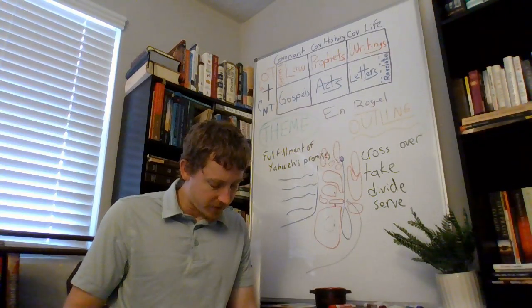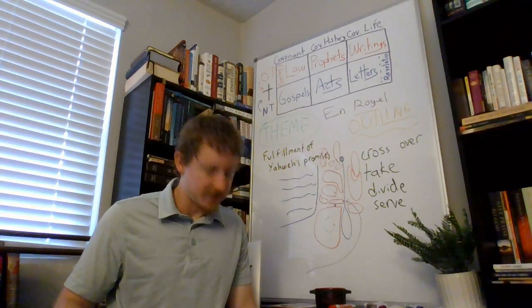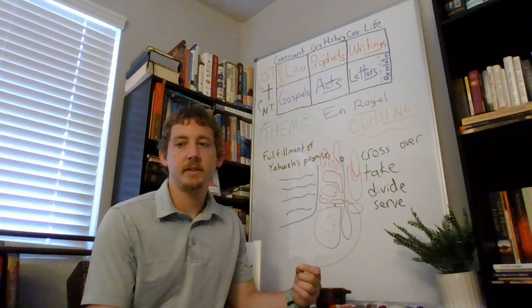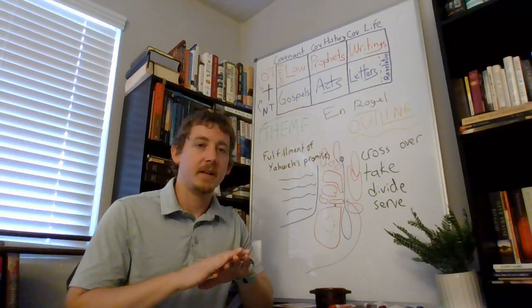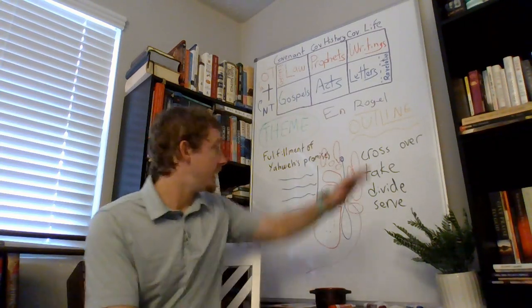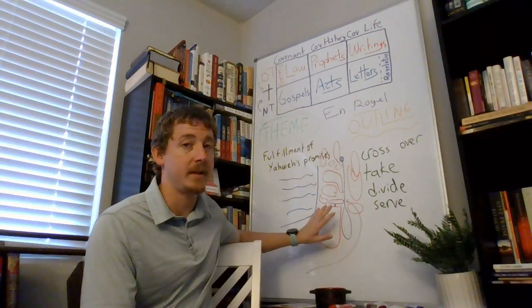For in their anger they killed men, and in their willfulness they hamstrung oxen. Cursed be their anger, for it is fierce, and their wrath, for it is cruel. I will divide them in Jacob and scatter them in Israel. So here we have Shimeon is going to be dispersed. Later on, we are going to see that is the case, that does happen.